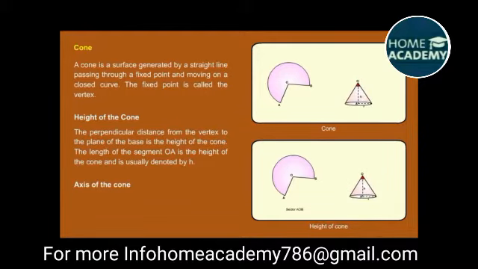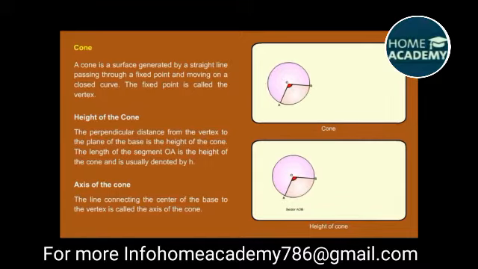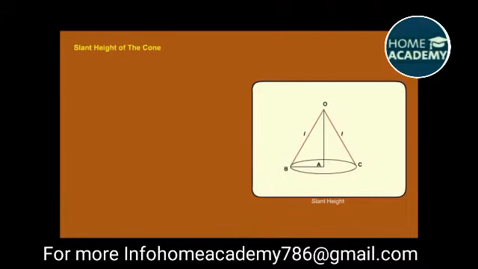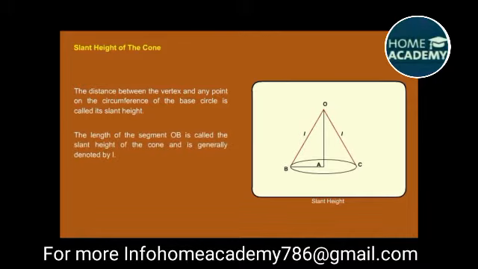Axis of the cone. The line connecting the center of the base to the vertex is called the axis of the cone. Slant height of the cone. The distance between the vertex and any point on the circumference of the base circle is called its slant height. The length of the segment OB is called the slant height of the cone and is generally denoted by L.